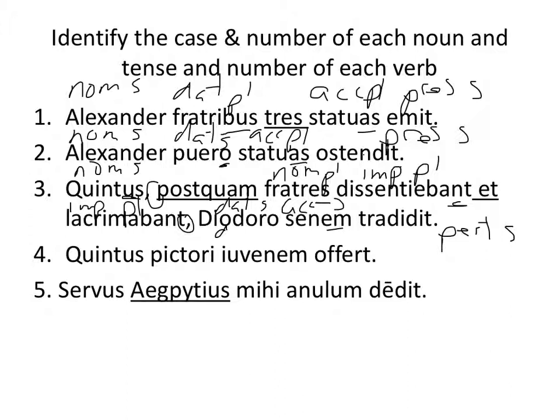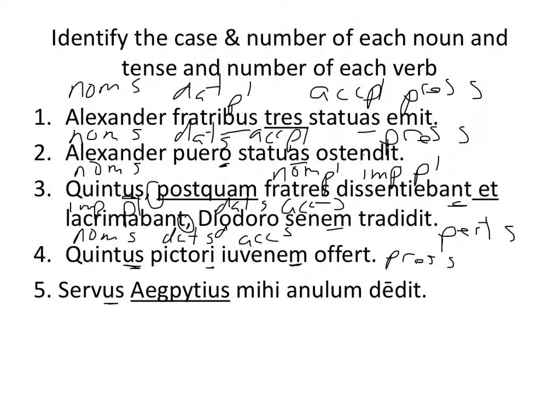Okay, for Quintus, we have a nominative singular. I'm going to try and see if I can find a stylus. Okay, so nominative singular. Pictoria is going to be dative singular because of the I. And then EM makes this accusative singular. Then offert is going to be present singular.